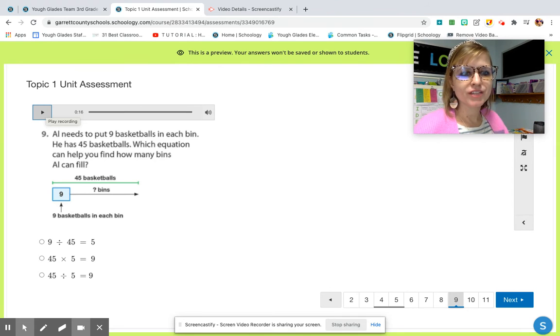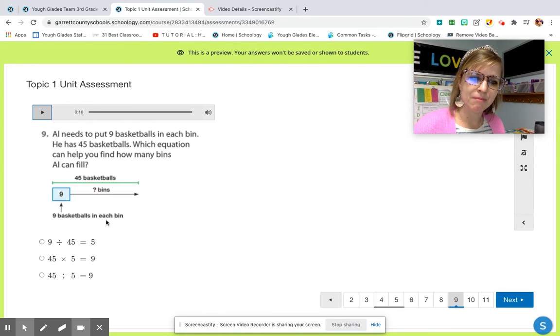So you need to tell me which one can tell me how many bins Al can fill. You might want to work all of this out. They started some of it for you, but you might want to check out your choices here, and draw it out and work it out and see how that looks. Okay? Which one is going to show me 9 basketballs in each bin? And which one shows me that I have 45 to start with? Those are your clues.